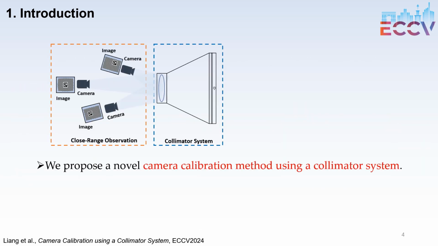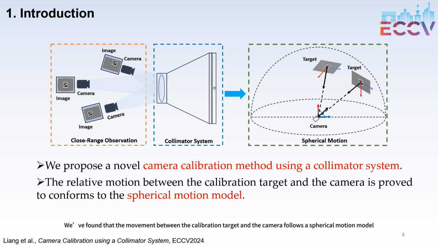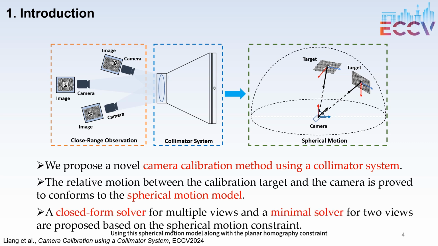In this presentation, I want to present a new approach for camera calibration using a collimator system. Our method is simple, it only needs the camera to view a pattern from our collimator at 2 or more orientations. We've found that the movement between the calibration target and the camera follows a spherical motion model. This insight helps us reduce the number of parameters to be estimated. Finally, using this spherical motion model along with the planar homography constraint, we developed 2 solvers, a closed-form solver for multiple views and a minimal solver for 2 views.